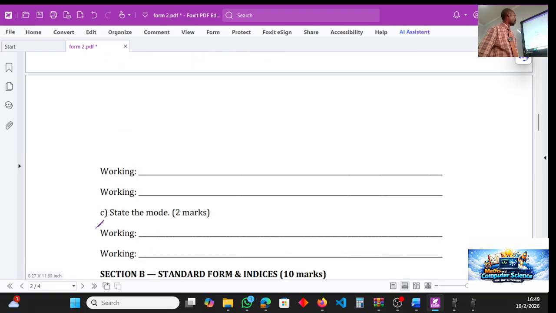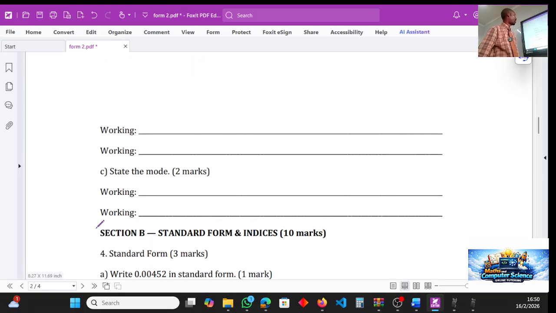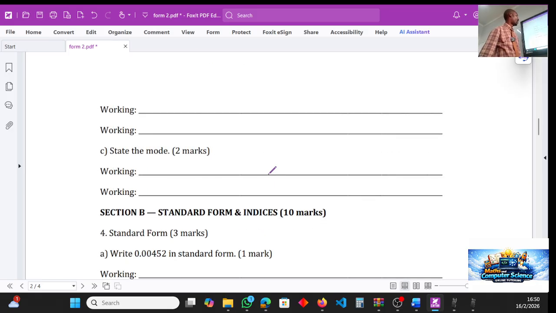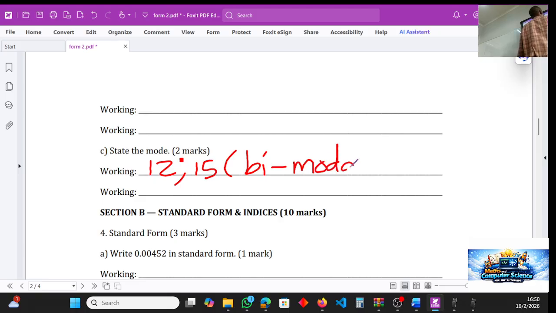So, proceeding with these problems, state the mode. We are coming back to our values. Mode is the value which is repeated the most. And for this data, we can clearly see that 12 and 15 are the ones with the highest frequency or repetition. So this data does not have a unique mode. We'll say we have 12, we have 15. This scenario is called bimodal because we have two values with the same frequency.